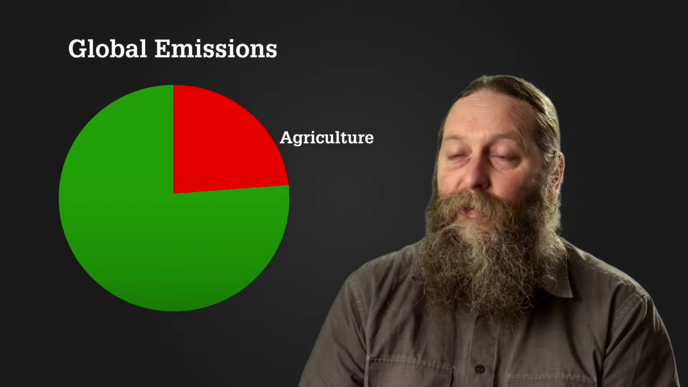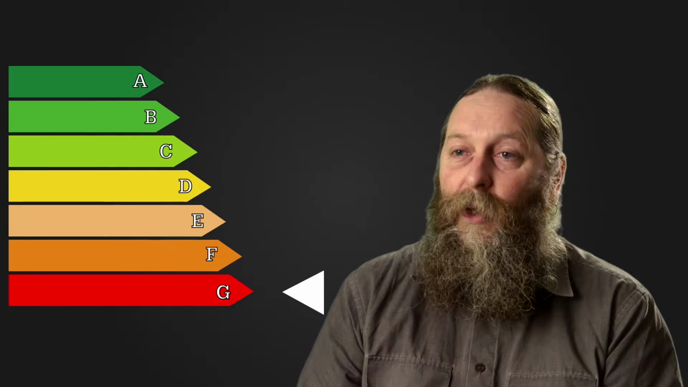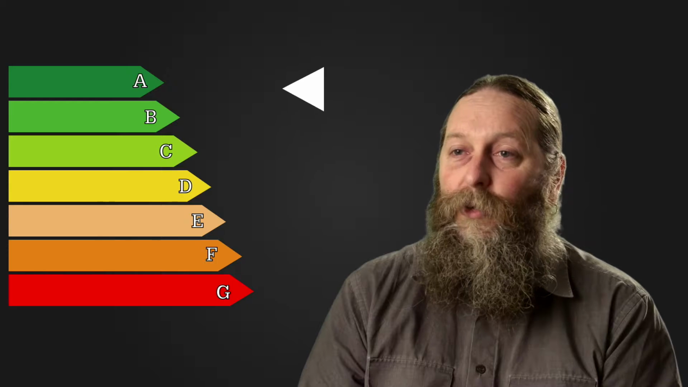Because agriculture causes climate change, about a quarter of the emissions are due to agriculture. We need to find a way of producing food efficiently and with as low a climate impact as possible, and that's the work that we do.